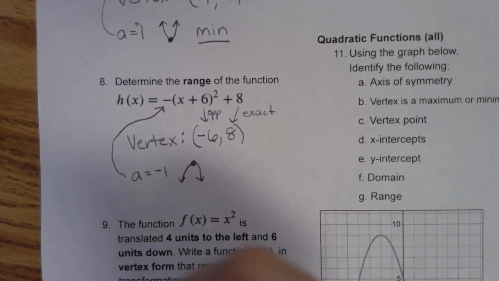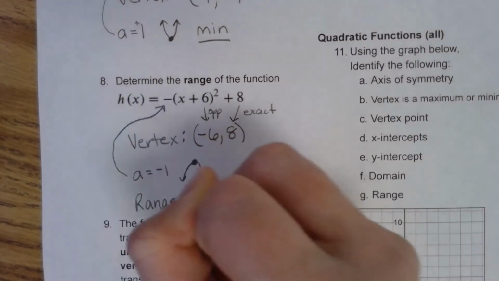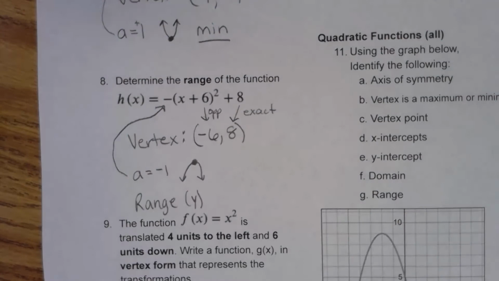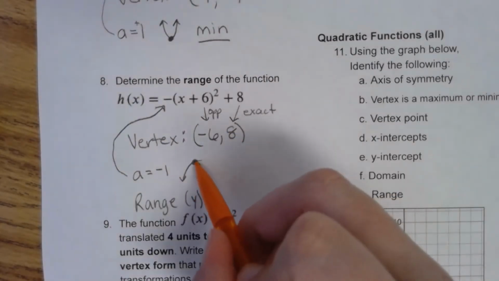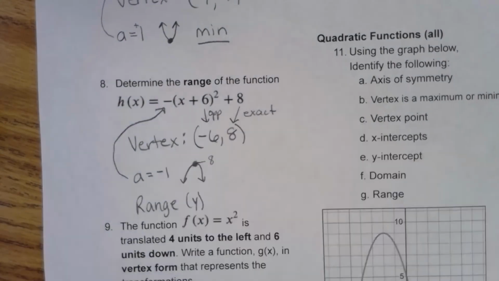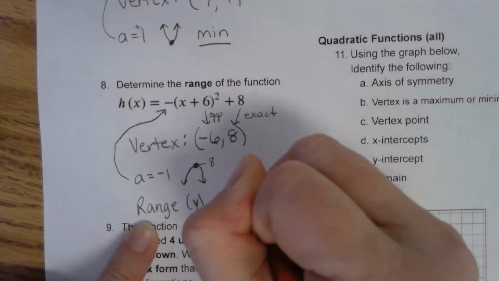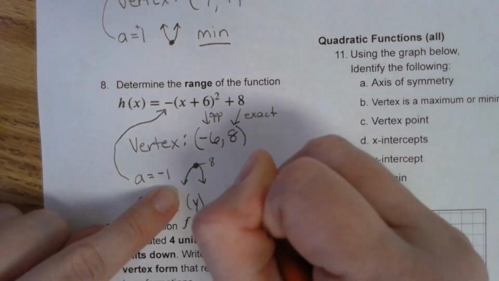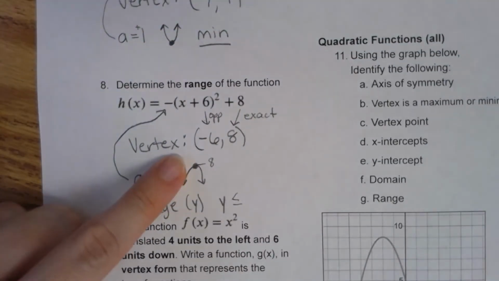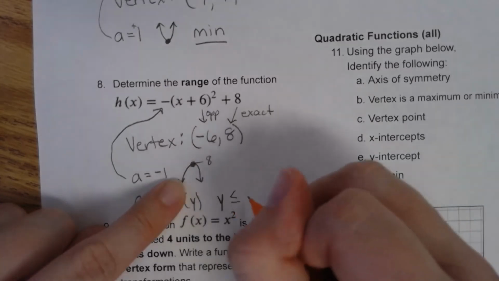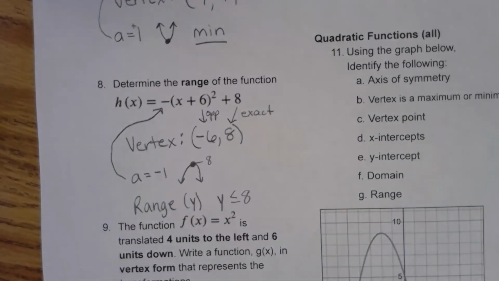Range stands for y's. So for our range, we're going to be considering what y values our graph is going to reach. Well, if we know here at our vertex, 8 is the highest point it's going to reach, because that's the y value of our vertex, then our range is going to be all the y's such that y is less than, because that vertex is the highest point, so our y's are going to be less than that 8. And it can be equal to, because again, there's a point right there at that vertex. So our range values are going to be less than or equal to 8.